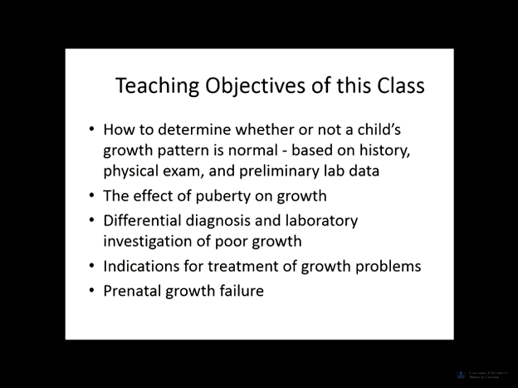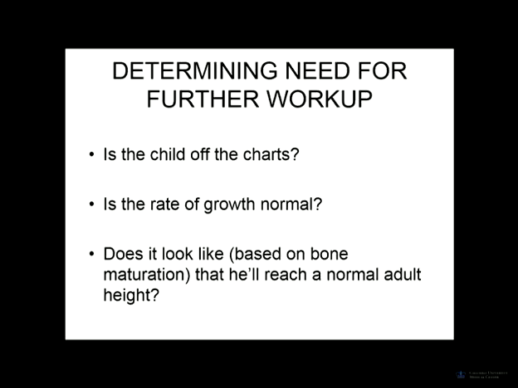And then at the end, we're going to talk a little bit about prenatal growth problems. So the 3 big things to keep in mind when you're dealing with that one kid who's the shortest in the class is, when plotted, is he off the charts? Is the absolute height or weight for that matter so extreme that he doesn't even plot on a normal growth curve? More important even than that is the rate of growth normal?